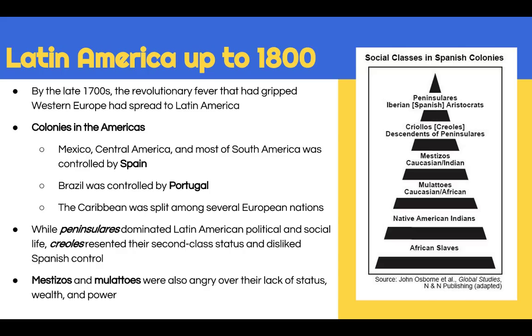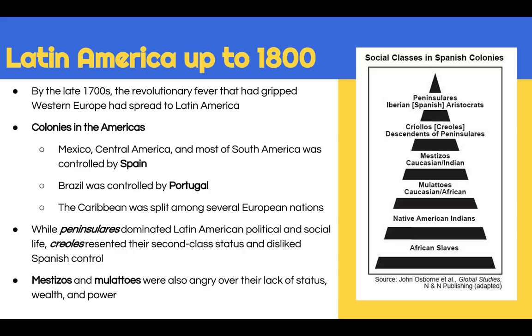And up to 1800 is what we're looking at. So, anyways, by the late 1700s, the same revolutionary fever we see in the United States and France has also spread to this region of Latin America. So in the Americas, there are a lot of colonies. Mexico, Central America, and most of South America is controlled by Spain. Brazil is controlled by Portugal, and the Caribbean is split among several nations. We're going to talk about Haiti in a little bit, which was French.